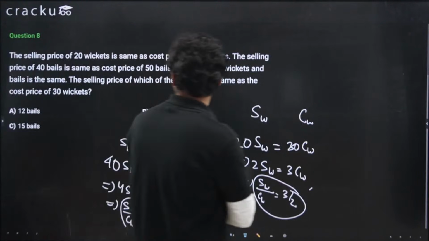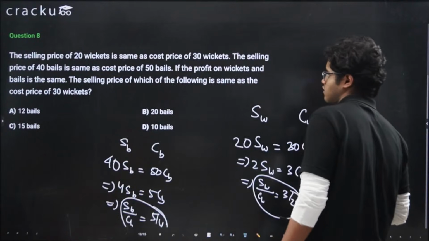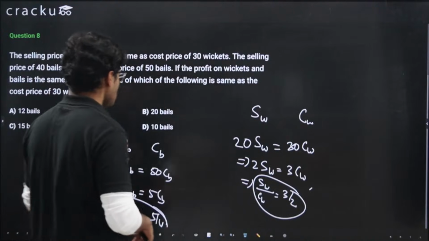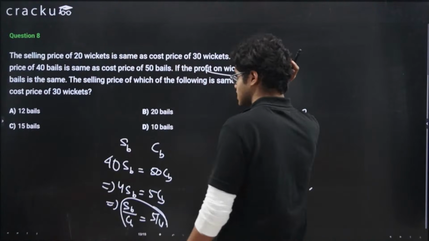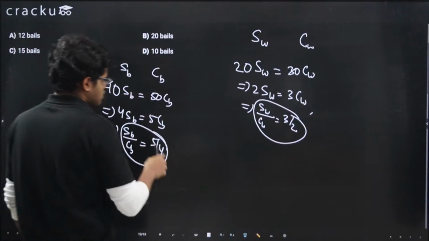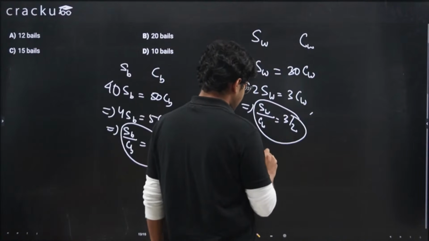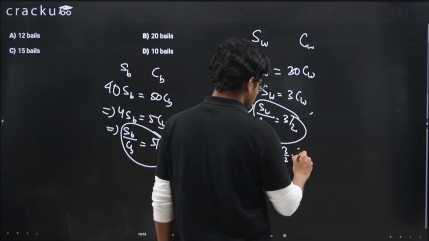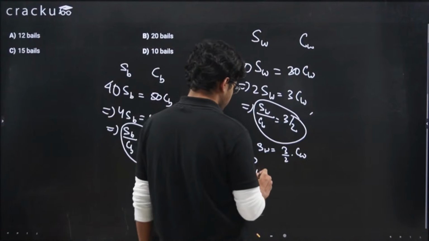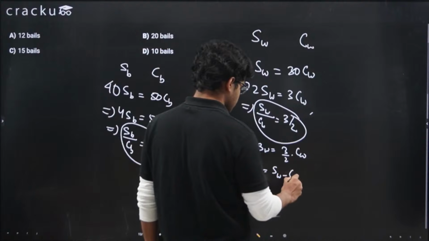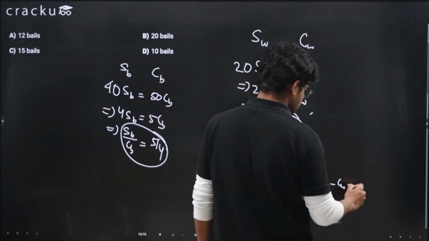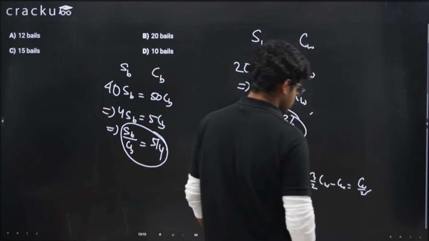Okay. So selling price of which one of the following is same as the cost price of 30 wickets? Now see, also it's given profit on wickets is same as that in bales. So I can write SW equals 3 by 2 into CW. Right? So what is the profit on wickets? Profit on wickets is SW minus CW, which is 3 by 2 CW minus CW, which is CW by 2.